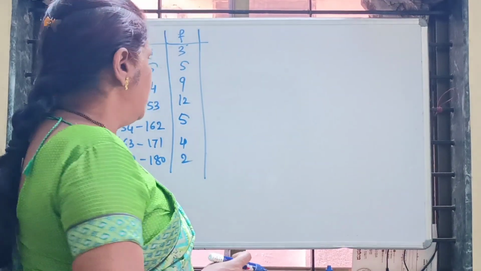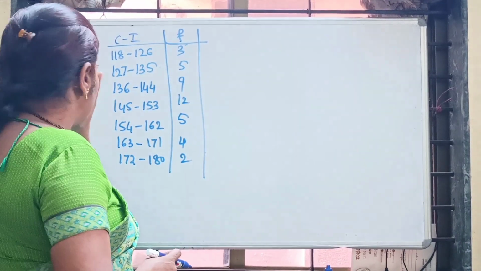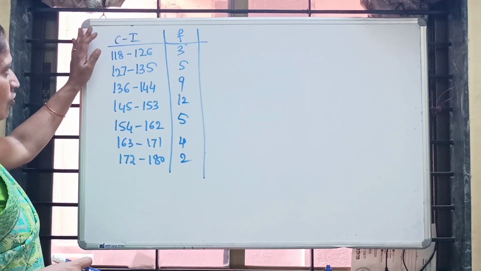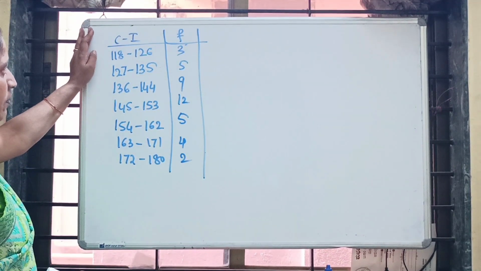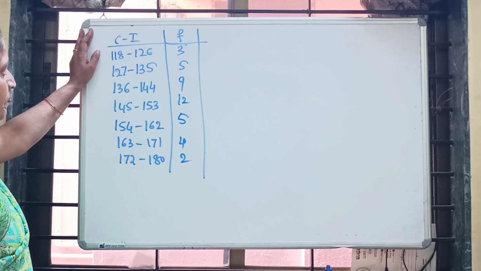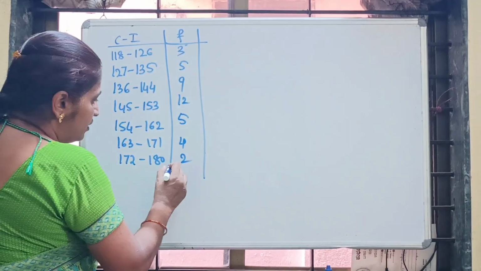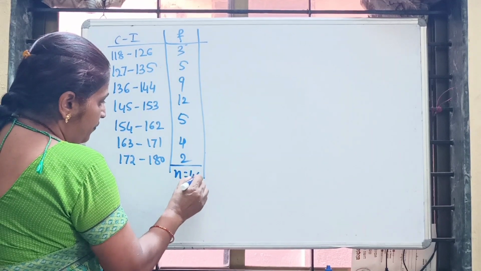Yes, children. In this chapter, one more question. The last question we had left was to find the median. The class intervals you observe, children, give the length of 40 leaves. They are measured in millimeters. 118 to 126, 3 leaves are there. So total number of leaves, that is n, is equal to 40.